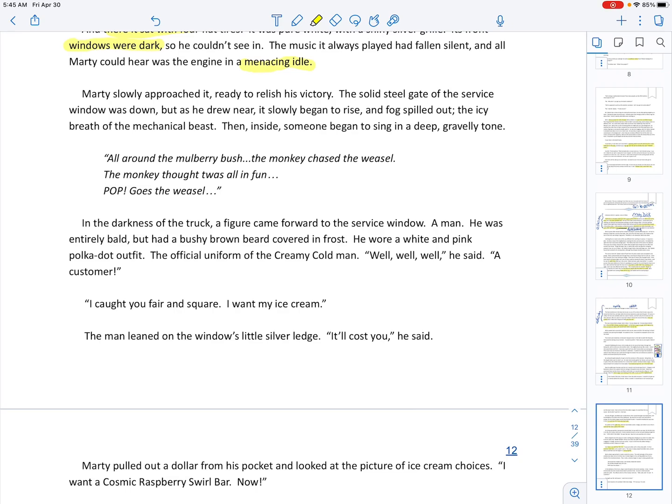All around the mulberry bush, the monkey chased the weasel. The monkey thought 'twas all in fun. Pop goes the weasel.